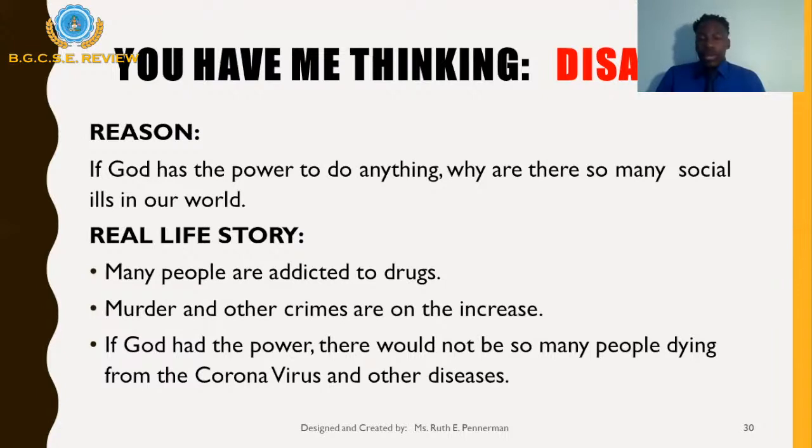And of course, you never want to call names and attack individuals. We always attempt to attack issues and not individuals. Because if we attack the individual, that may bring despair. But when we attack the issue, we try to guide them to a better life. Of course, our second bullet here is murder and other crimes are on the increase, on the rise. And of course, we also have, if God has the power or had the power to do all things, there would not be so many people who are dying from the coronavirus and other diseases.